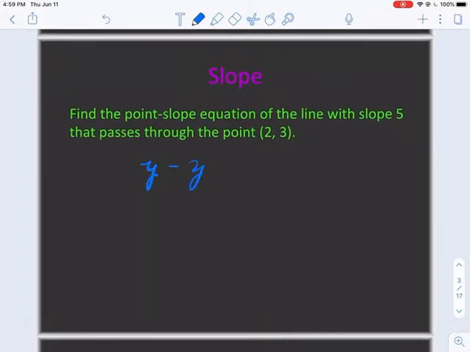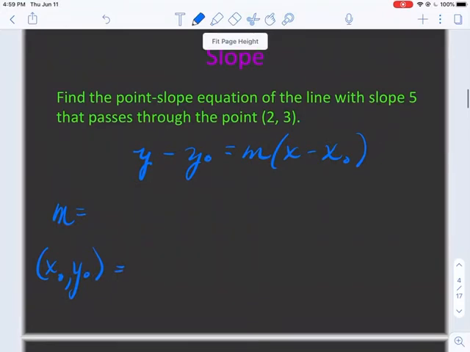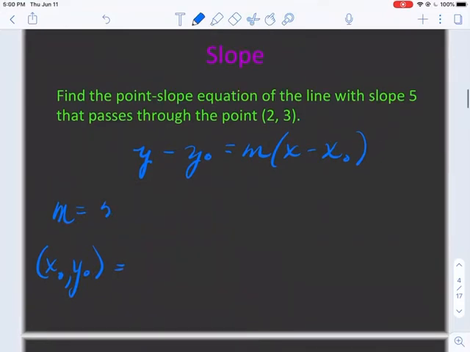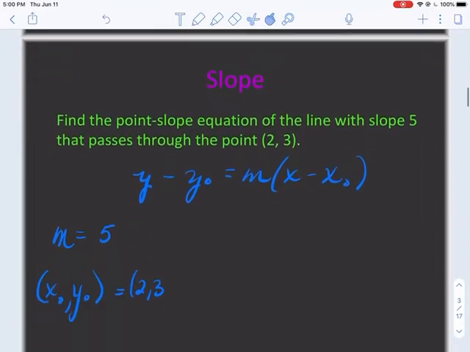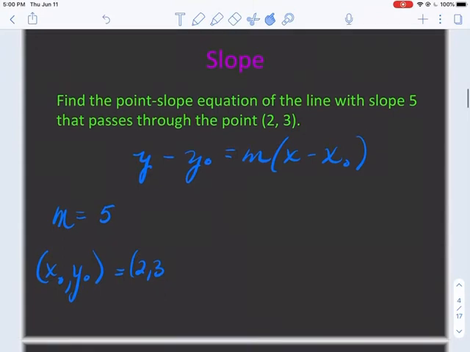y minus y sub 0 is equal to m times the quantity x minus x sub 0, where you have the slope and you have the point x sub 0, y sub 0, that is any point on the line. So the slope in this case is 5, and x sub 0, y sub 0 is going to be your point (2, 3). So when we get this all put in the equation, I'm going to use pink.